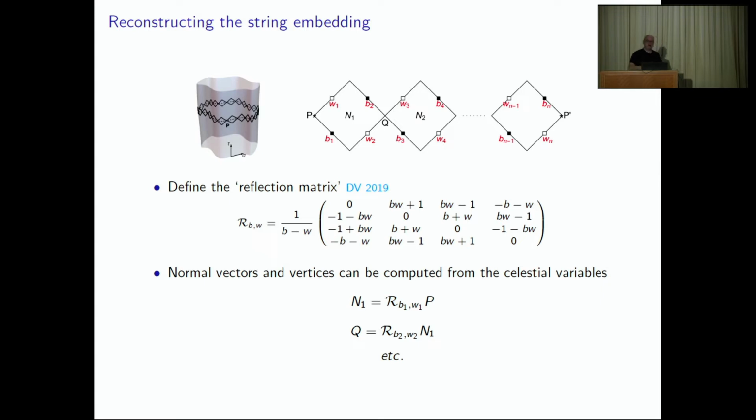Okay, so surprisingly, or maybe not too surprisingly, just by knowing these celestial variables, you can reconstruct the entire string embedding up to a global SL2 transformation. In the smooth limit, the black dots and the white dots become two different smooth fields on the string worldsheet.